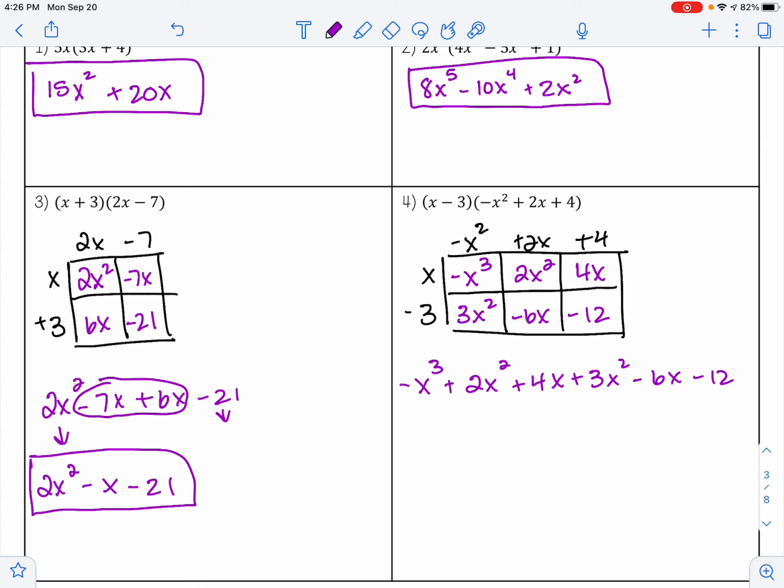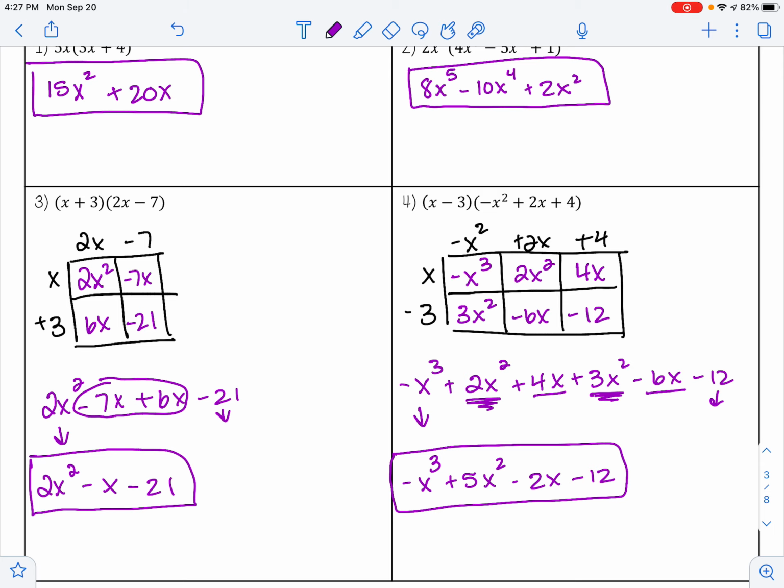From here, I'm going to go ahead and write my answer in standard form and combine like terms. Negative x cubed does not have a like term, so that one's going to come down. 2x squared plus 3x squared is 5x squared. 4x minus 6x is negative 2x. And negative 12 doesn't have a like term, so I'll bring that one down. So my answer is negative x cubed plus 5x squared minus 2x minus 12.